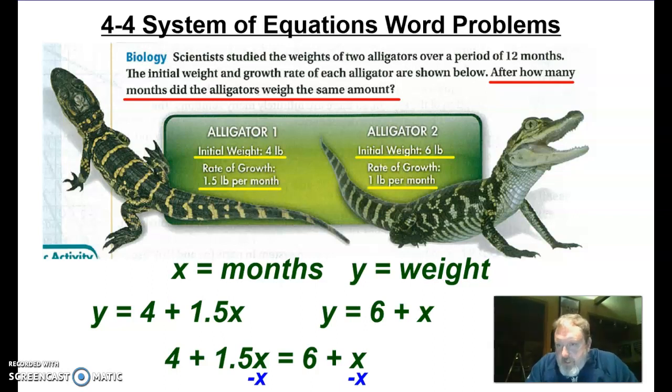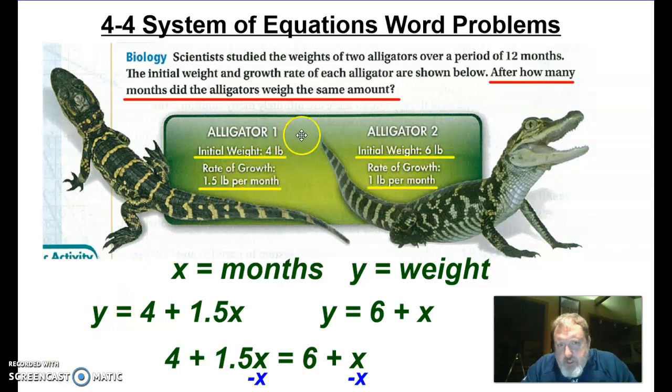All right, welcome back. Today in Algebra A, we are going to talk about section 4.4, which is solving systems of equations with word problems. So we're going to use the same methods we've been using, substitution, elimination, only now we've got to set our equations up in the context of a word problem.